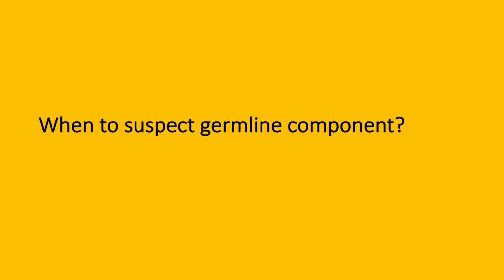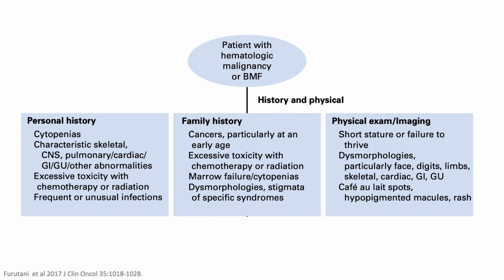So when to suspect a germline component? Of course, the personal history and the family history are a big part. For example, cytopenias with excessive toxicity with chemotherapy or radiation, multiple kinds of cancers in the family or multiple affected relatives, an unusual age of presentation, or on physical examination when you see morphological features that will give you clues to the germline component.